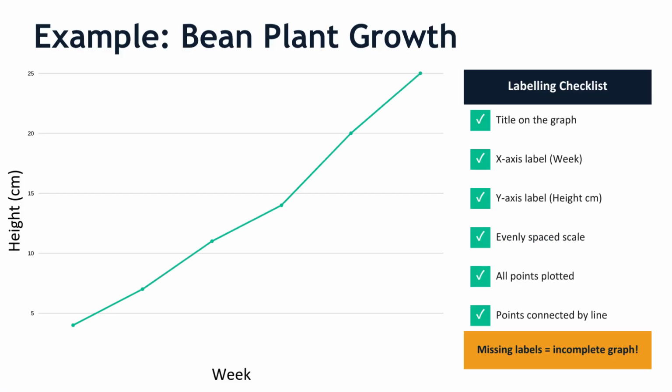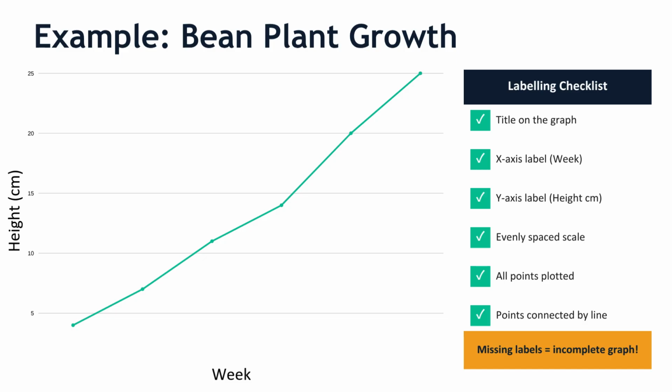Here is a completed example. This graph shows the growth of a bean plant over 6 weeks. Notice that the title is clearly written at the top. The x-axis is labeled with each week, and the y-axis is labeled with the height in centimeters. The scale goes from 0 to 30 in even intervals. Every data point is plotted and connected with a line.